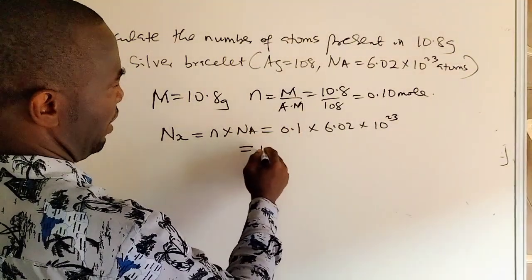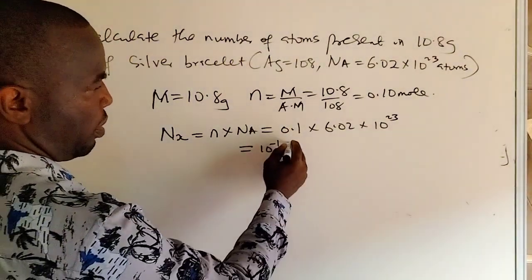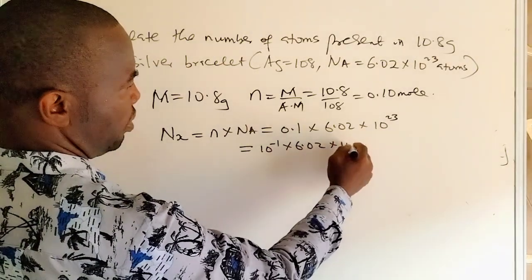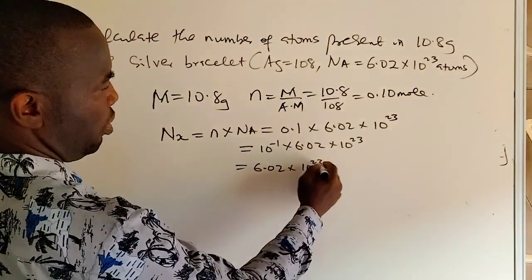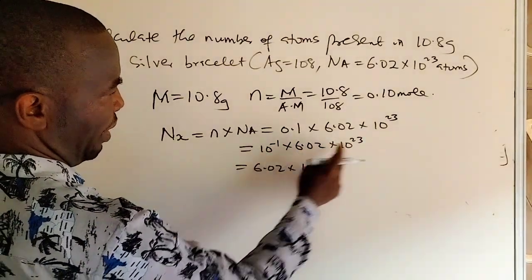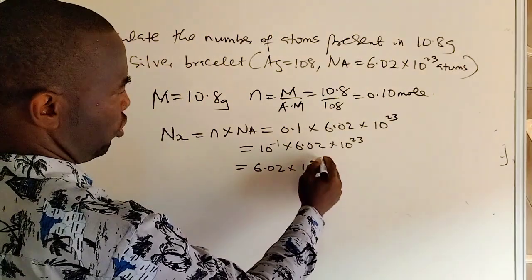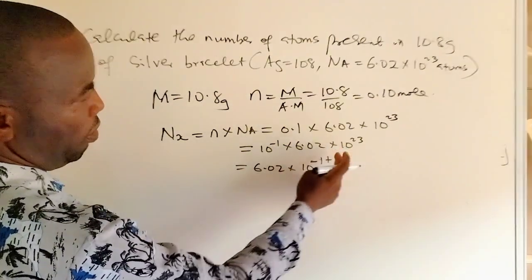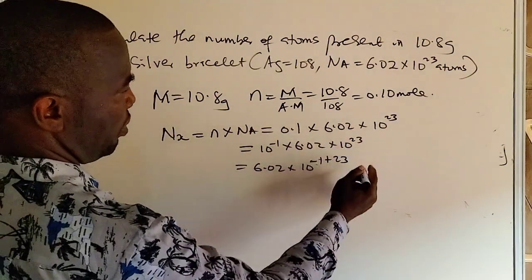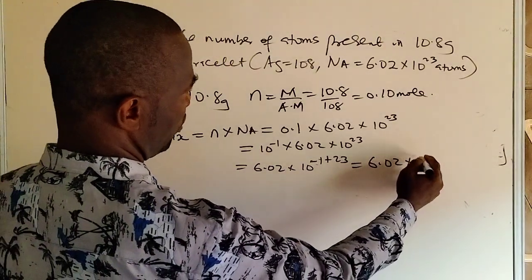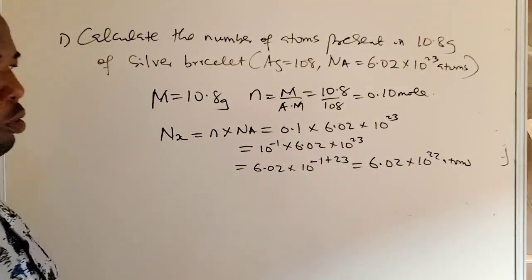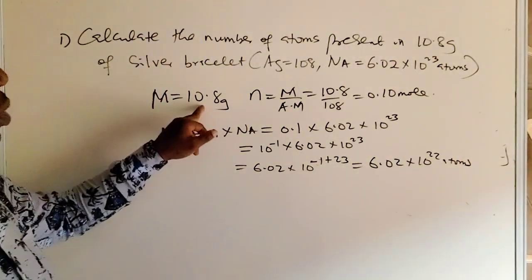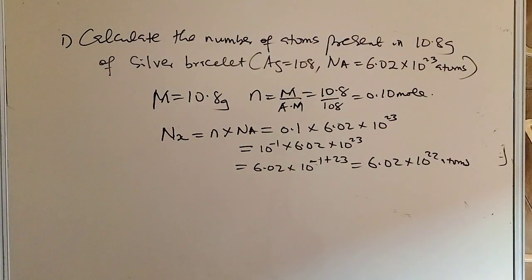0.1 is the same as 10 to the power minus 1 if you apply your indices, times 6.02 times 10 to the power 23. So you multiply the numbers, then add their powers. That becomes minus 1 plus 23. Taking one base and then adding their powers, that becomes 6.02 times 10 to the power 22 atoms. So we have 6.02 times 10 to the power 22 atoms of silver in 10.8 grams of silver bracelet. So we take another example.